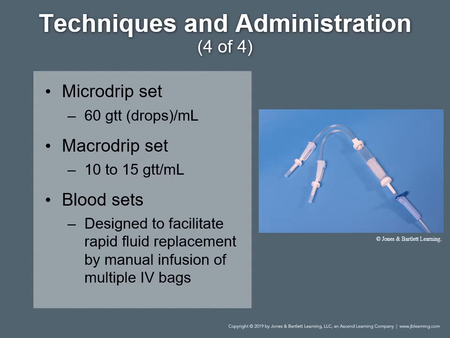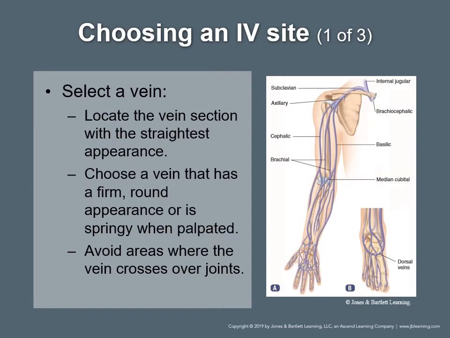Preparing an administration set. To prepare to spike the bag with the administration set, follow the steps in your skill drill 13.1. Choosing an IV site. It's important to select the most appropriate vein for IV catheter insertion. Use the following criteria to select a vein. Locate the vein section with the straightest appearance. Choose a vein that has a firm, round appearance or is springy when palpated, and avoid areas where the vein crosses over joints.